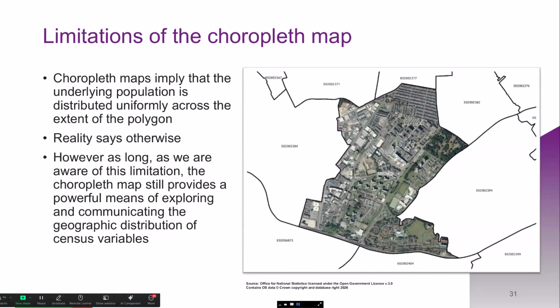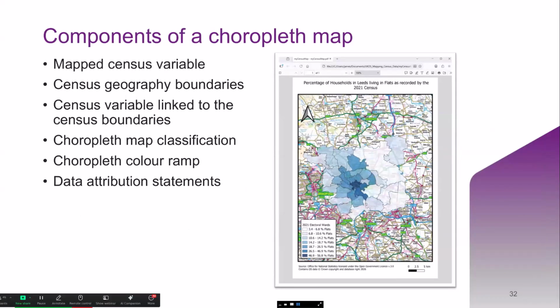At the end of the presentation, we'll see some of the efforts the ONS and people at UCL and Liverpool have used to try and create alternative maps to choropleths, which give a much better representation of the underlying population. But as long as we're aware of this limitation, the choropleth map is still quite a good way of mapping census data, to explore the variation in the census variables and to communicate the differences within the data set. And so this is the sort of map I'm going to create for the rest of this day.